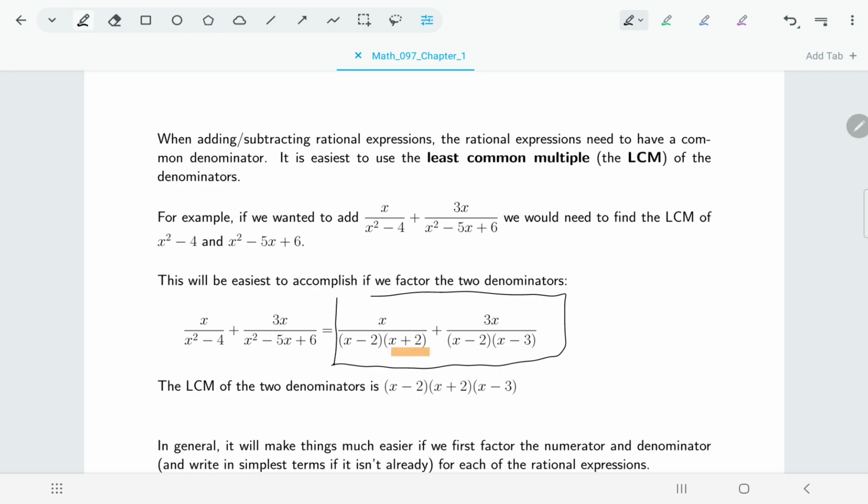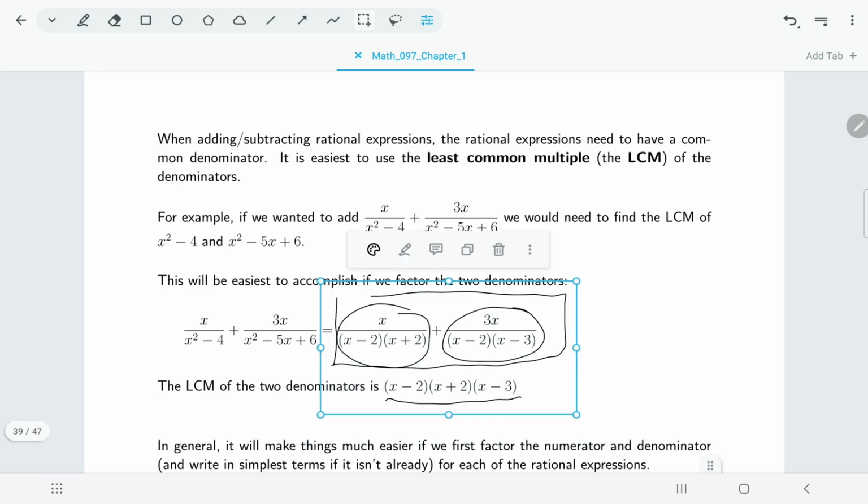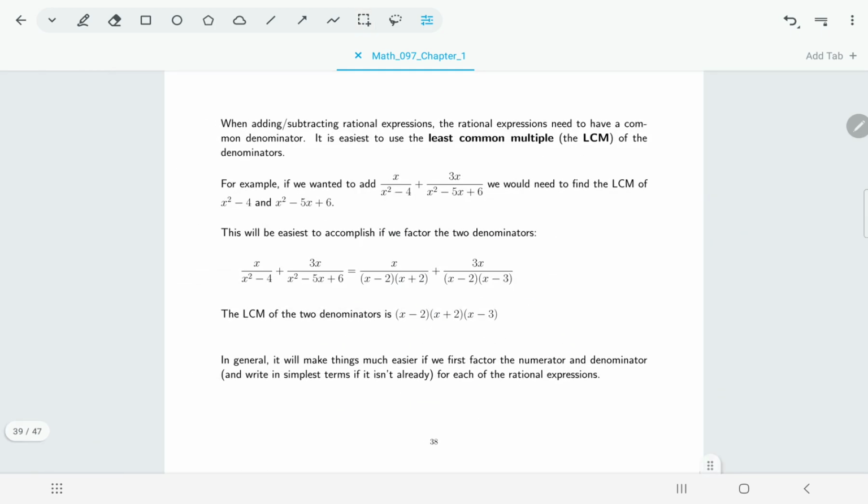So if we were making common denominators, I would need to have it as x minus 2, x plus 2, x minus 3. I would multiply the first fraction, top and bottom, by x minus 3. I'd multiply the second fraction, top and bottom, by x plus 2, and then I'd be able to add my two rational expressions together. Of course, making a common denominator, that's only required if we're adding or subtracting, not if we're multiplying or dividing. That's the good news.